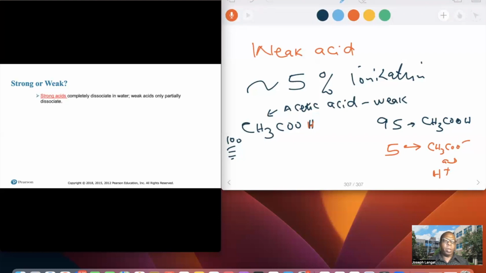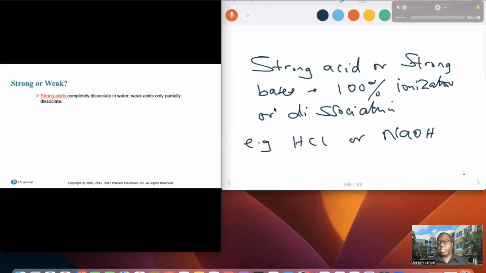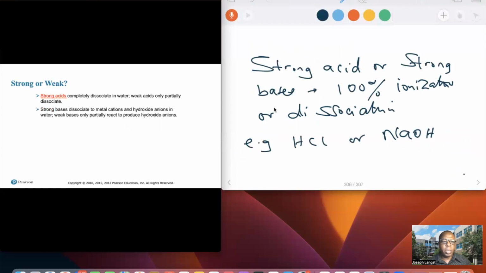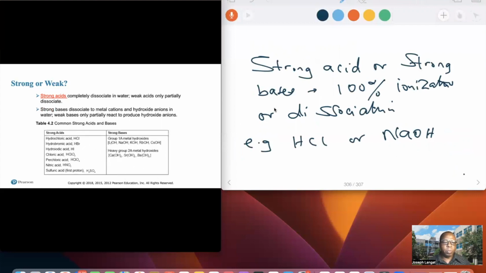You need to remember the examples of strong acid. You see here, completely dissociated for strong acid. That means it's 100% ionization, whereas weak acids are partial ionization. So here are examples of strong acid and strong base. In Chem 2 courses, by the time you get there, you'll be expected to know examples of strong acids and strong bases. All right, nitric acid, hydrochloric acid. These are strong bases, these are strong acids.